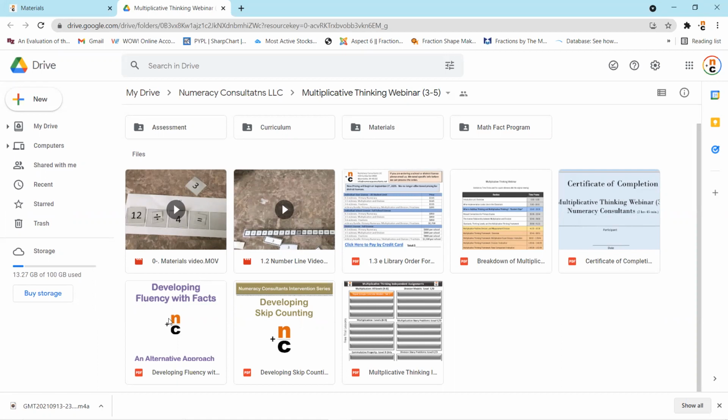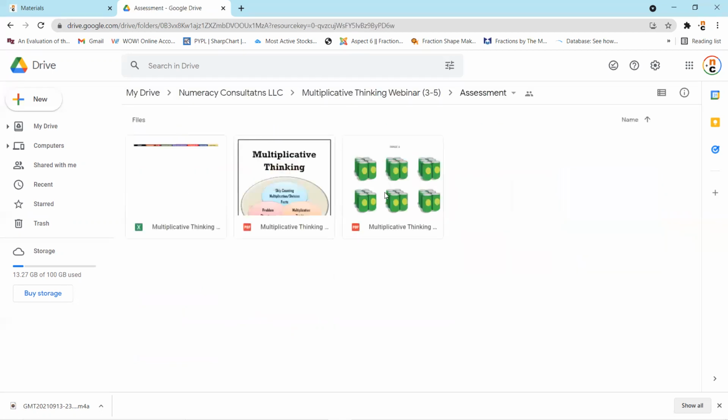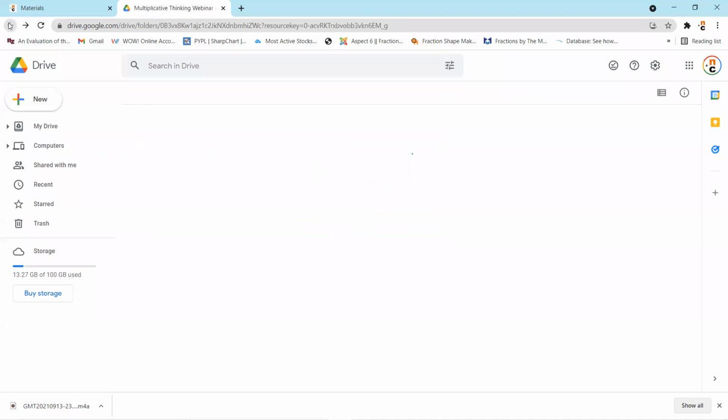You have the Developing Fluency with Facts book and the Skip Counting book. You also have a sample of the multiplicative thinking independent assignment. It goes over earlier how to use that as well. Then up here you have your assessments. Your assessments are in here. You have your assessment, then you have the slides that you go through with them.